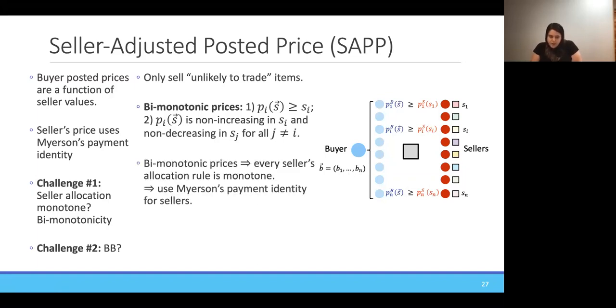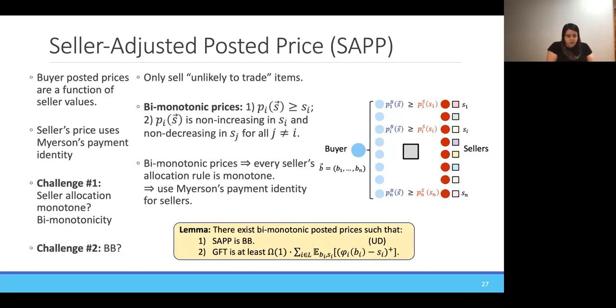When we have this, it makes the seller's allocation rule monotone, and then we can use Myerson's payment identity. So if we enforce that our prices are bi-monotonic, then we can have budget balanced seller adjusted posted pricing, and we can get at least a constant of the gains from trade that we want, of just the single term, which then gives us a log term in general.